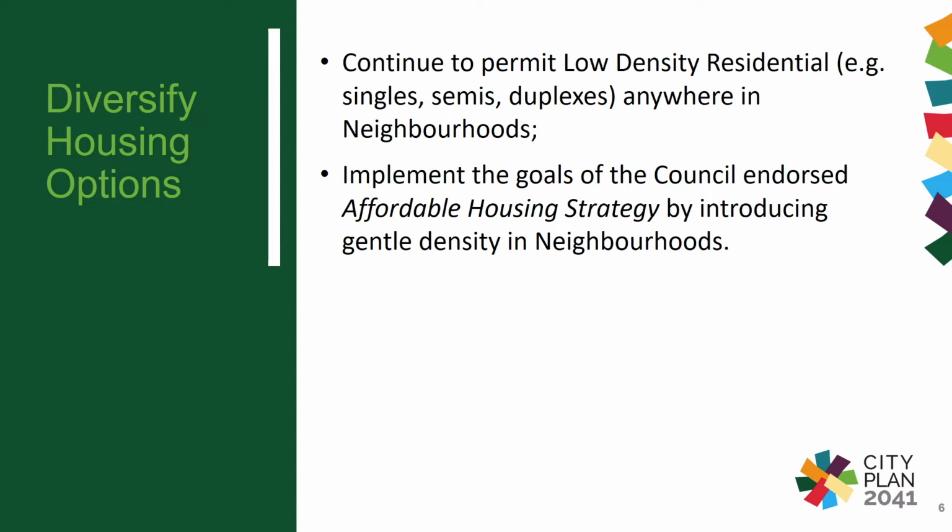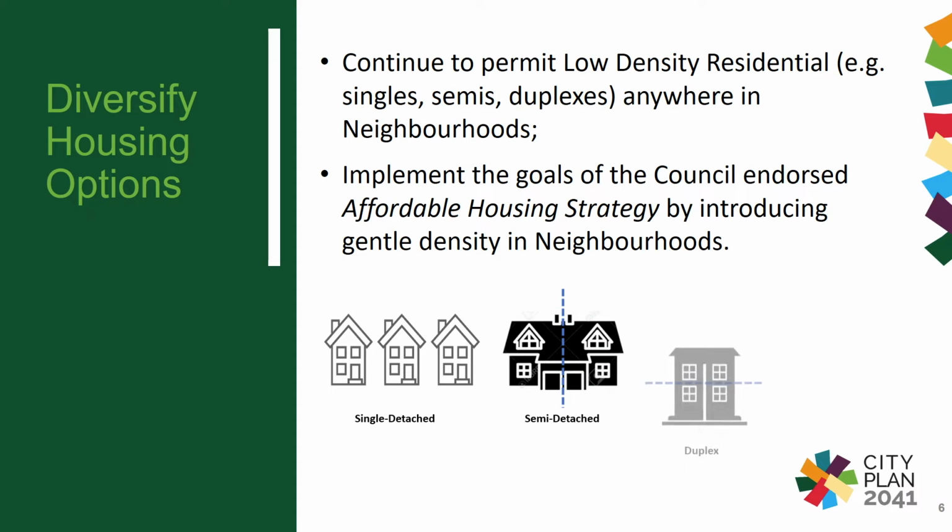Creating 15-minute communities also means having a variety of housing types in our neighborhoods. Right now, the official plan allows single-detached, semi-detached, and duplex houses in all of our neighborhoods. These types of low-density housing make up 63% of the total number of houses in Richmond Hill. The city's affordable housing strategy states that low-density housing is the most expensive type of housing, and the city has an affordability problem.